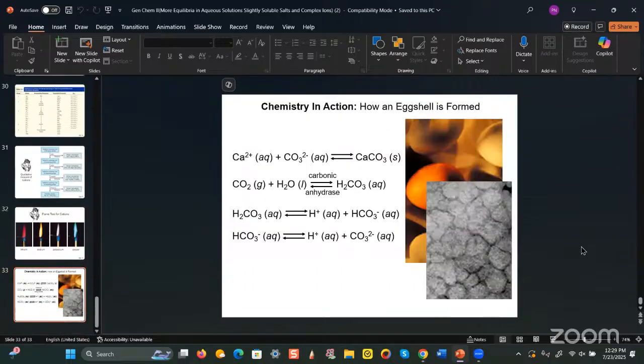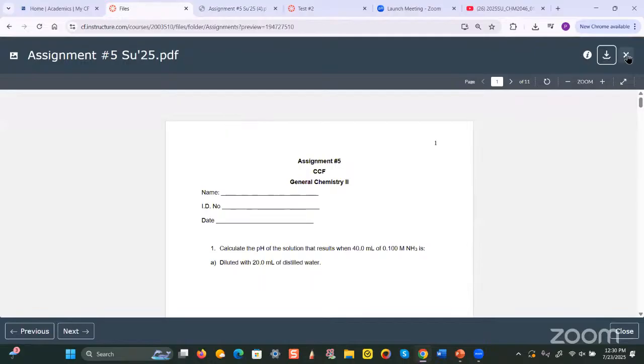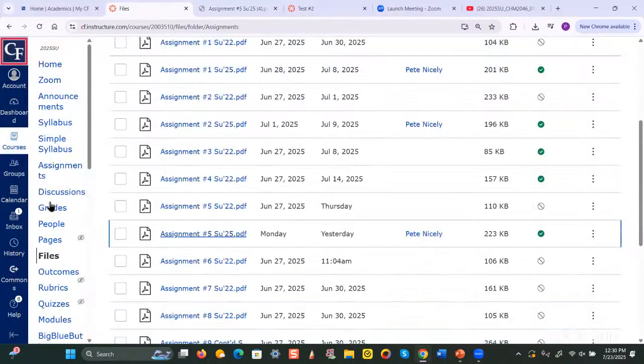And this is just basically talking about some reactions associated with the formation of calcium carbonate, which is the composition of eggshells. So nothing much there to talk about. All right, so that's basically it for this chapter. Now we're going to move on to the next chapter, which deals with thermodynamics.